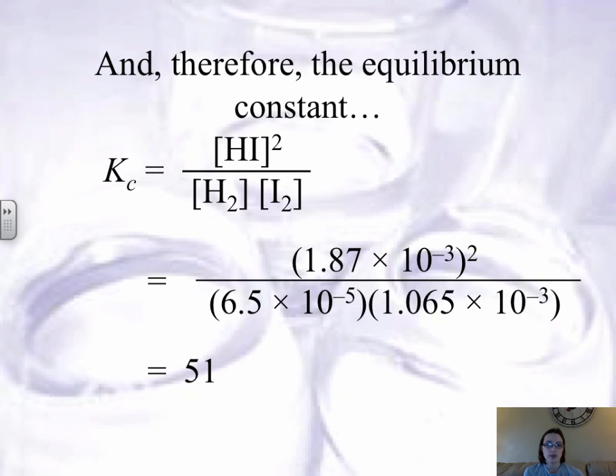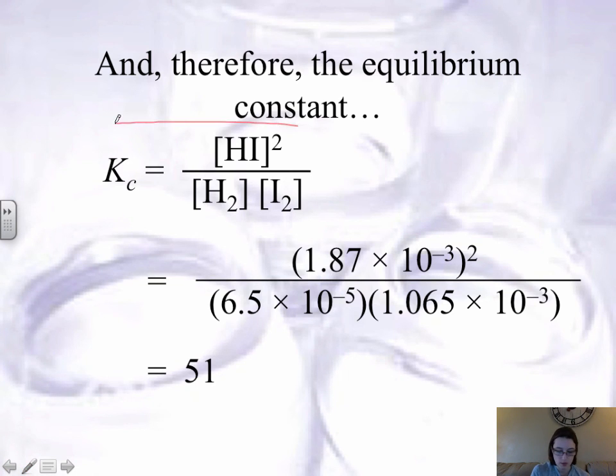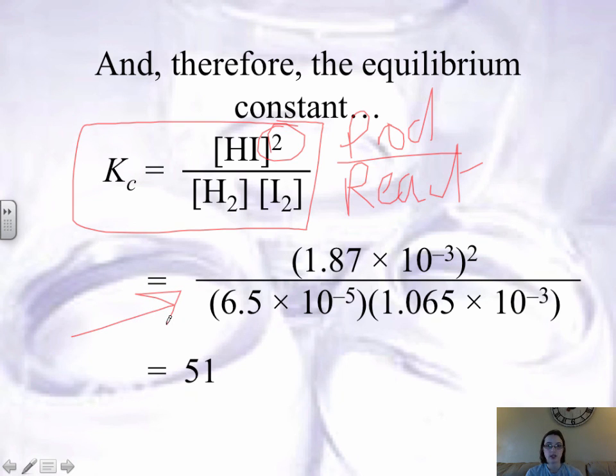So therefore, for the equilibrium constant, we can write our Kc expression using the balanced equation. When we do that, we take products over reactants, and we have to take into account the stoichiometry, so it's HI squared. So what we do is simply plug in all of our equilibrium concentrations. We multiply, we divide, and in this case, we get Kc equal to 51.